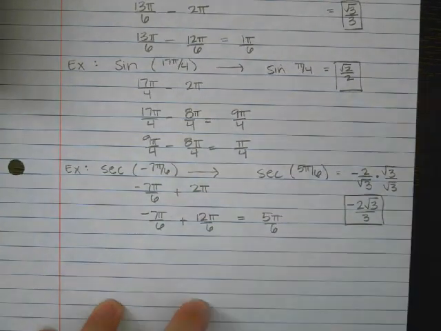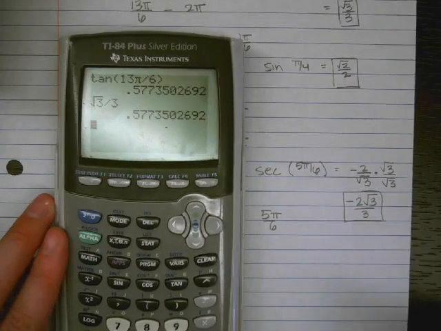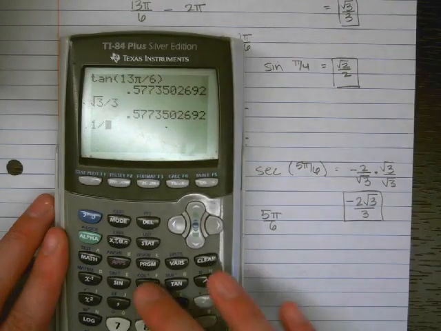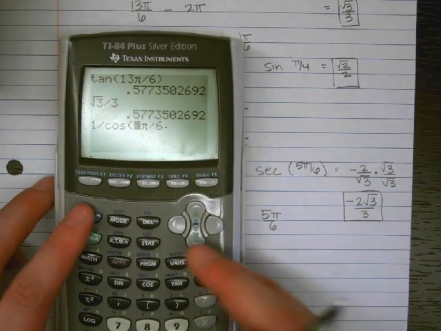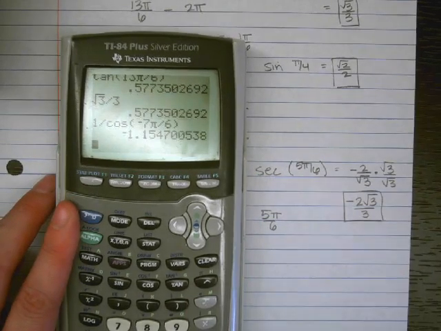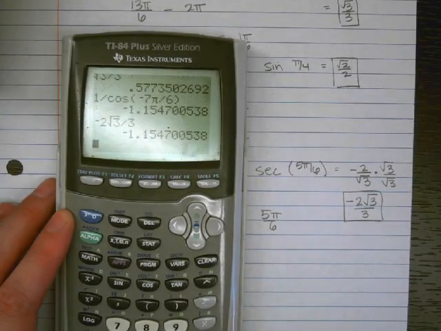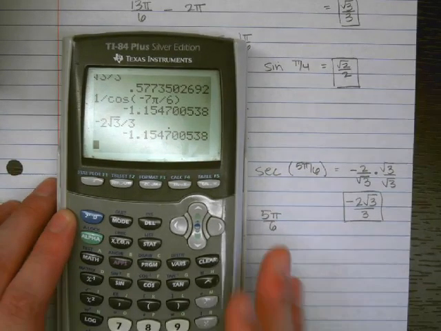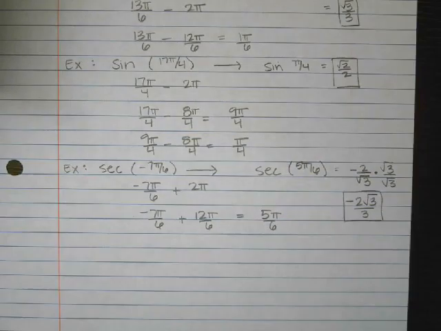So just a reminder, if we wanted to type this into our calculator, I don't have a secant button, so I'm going to do 1 divided by cos of 5 pi over 6. Actually, I'll go ahead and type in the original, negative 7 pi over 6. And then if I do negative 2 square root 3 divided by 3, I get the same decimal, so I know I did it right.